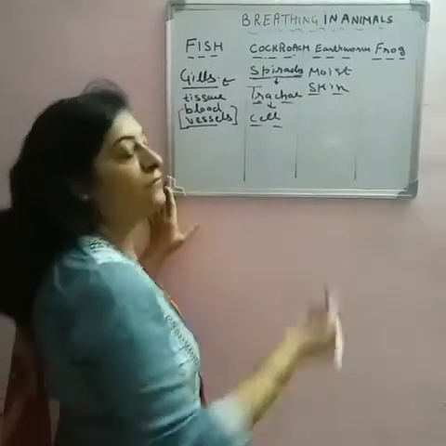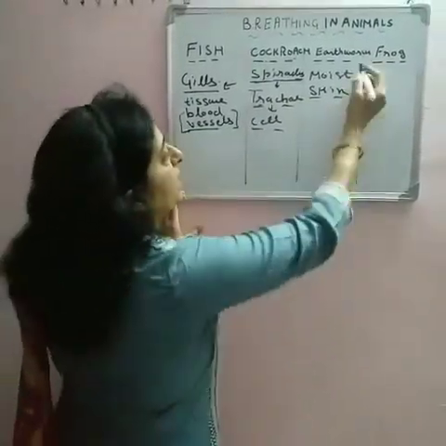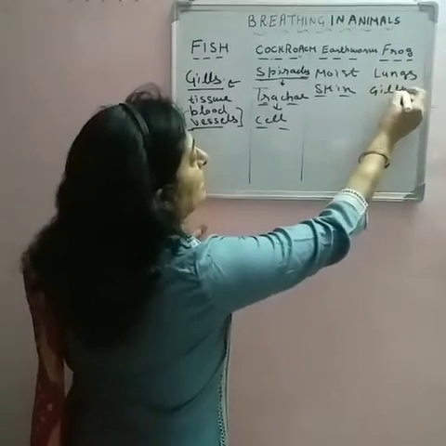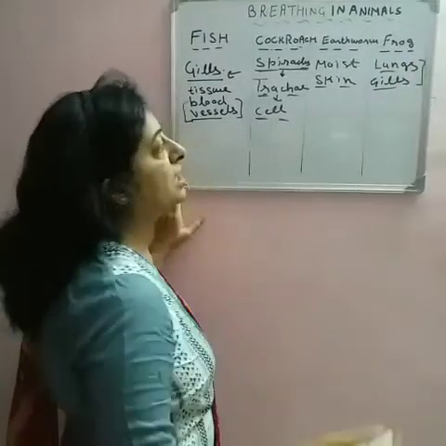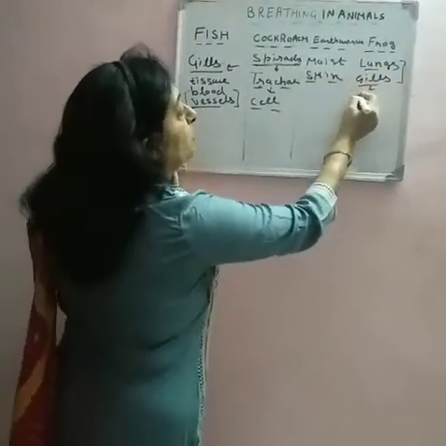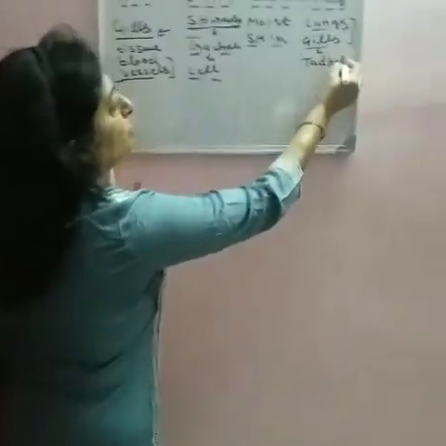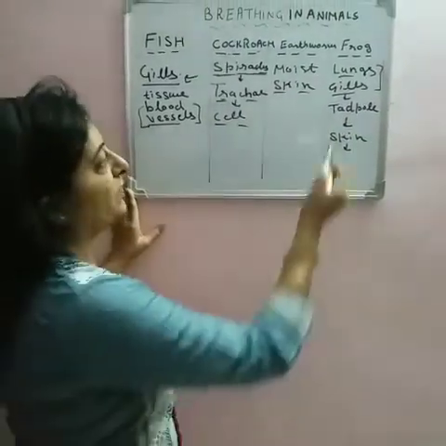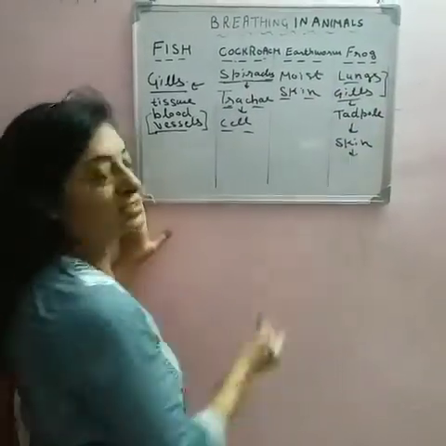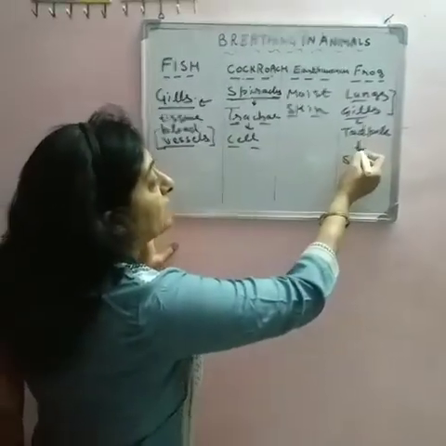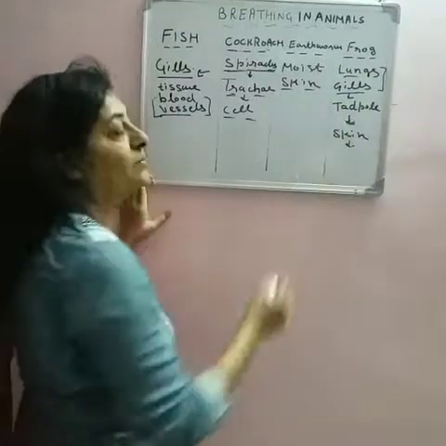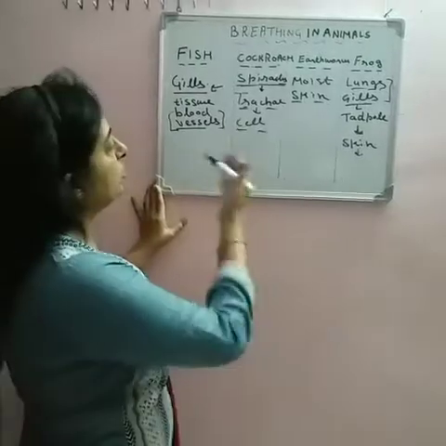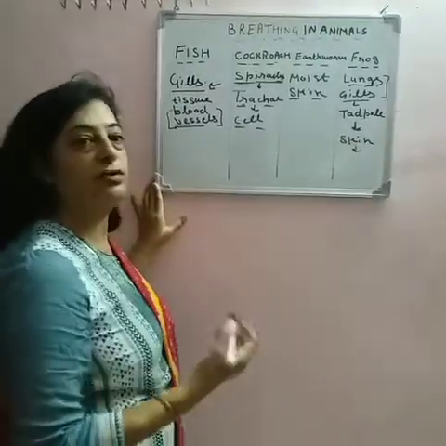Frog is an amphibian. So it can respire with the help of lungs as well as with the help of gills and skin. Gills at the tadpole stage, and when the frog is in water, it respires through its moist skin. At the tadpole stage, the frog respires with the help of gills. And when they are on land, they respire through their lungs. So these are the different modes of respiration in different animals.